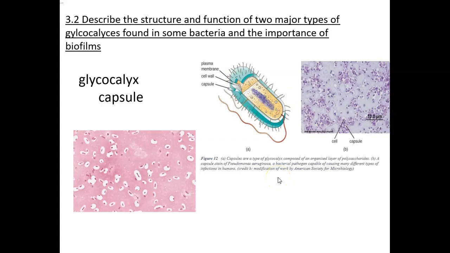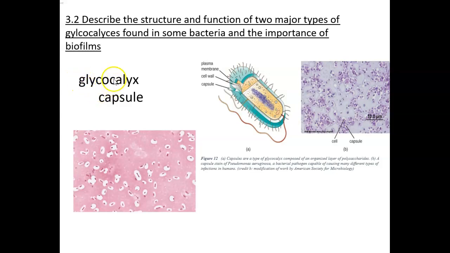The other thing I want to talk about in this section is something else on the outside. So we looked at flagella. The other thing I want to look at is something called a glycocalyx. It says, describe the structure and function of the two major types of glycocalyces. Glycocalyx is singular, glycocalyces is plural. Describe the structure and the function of two major types of glycocalyces found in some bacteria and the importance of biofilms. Now, a lot of bacteria make a glycocalyx.